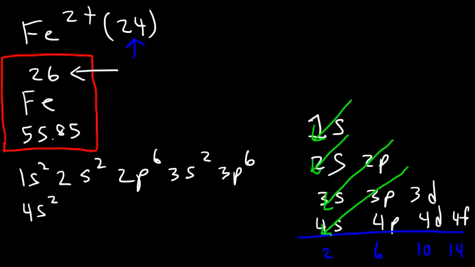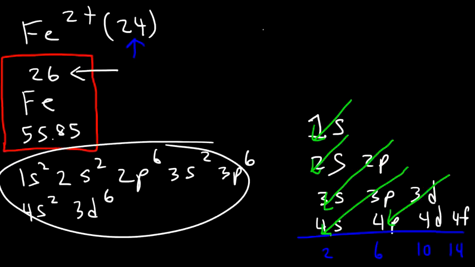So right now we have a total of 2 plus 2 plus 6 is 10. 2 plus 6 plus 2 is another 10. So we need 6 more electrons to get to 26. So after 4s comes the 3d sublevel. Now d can hold up to 10, but we only need 6 more. So this is the electron configuration of Fe, but not Fe2+, because we have a total of 26 electrons.